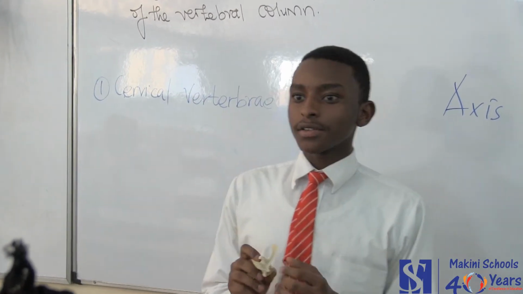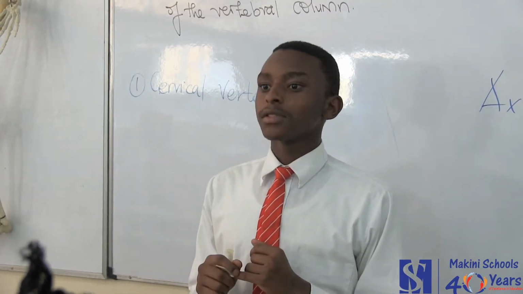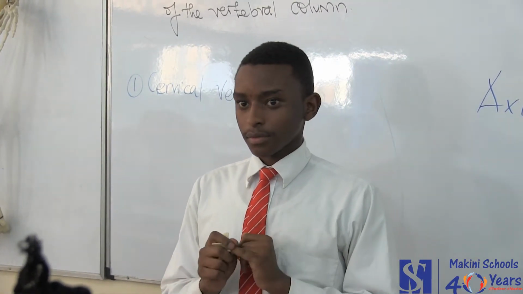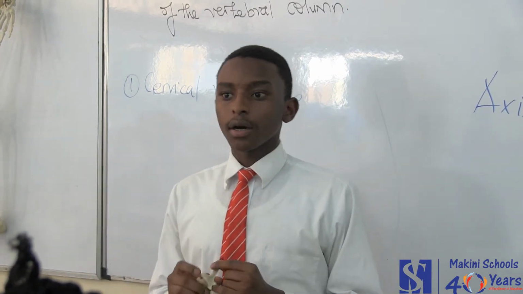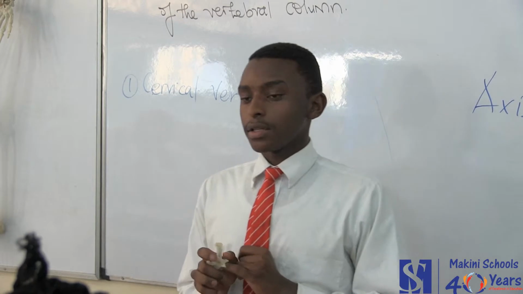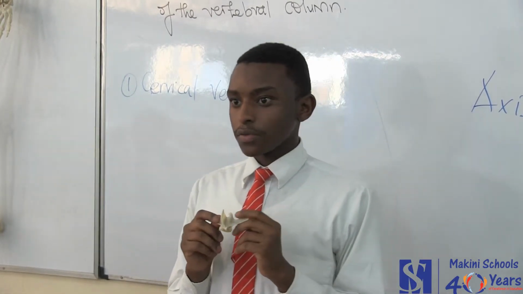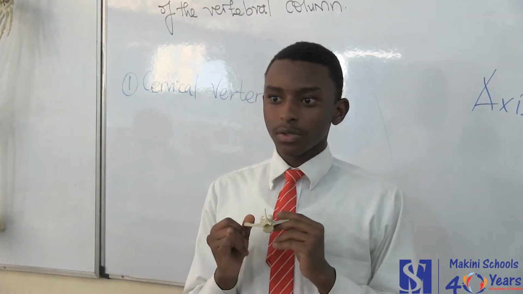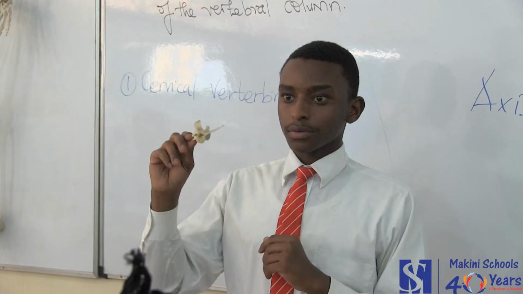So who can tell us the function of the neural spine? Zach. So like the transverse processes and the neural spine offer the surface area for attachment of the abdominal muscles and the back muscles. So which other features can you identify on this bone?